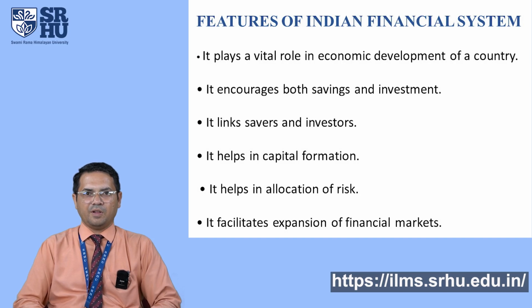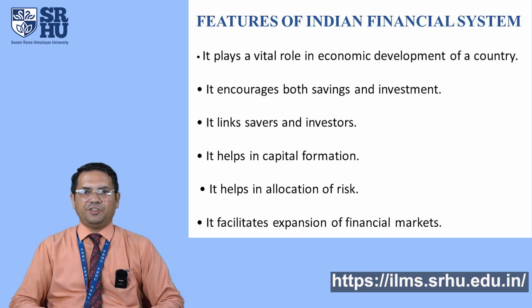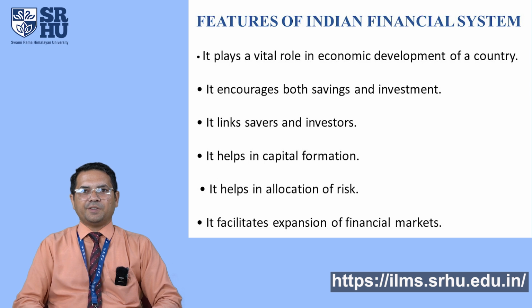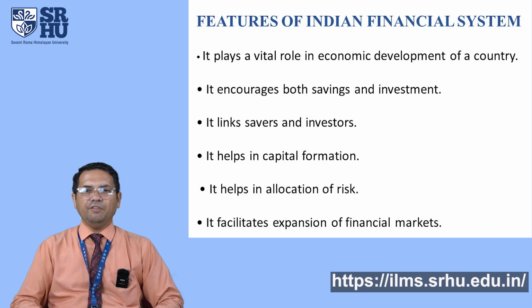The next feature of the financial system is that it helps in allocation of risk. Financial markets and financial instruments such as derivatives and insurance enable individuals and firms to manage risk better. Investors can diversify their portfolios and businesses can hedge against uncertainties, which promotes stability in the economy.